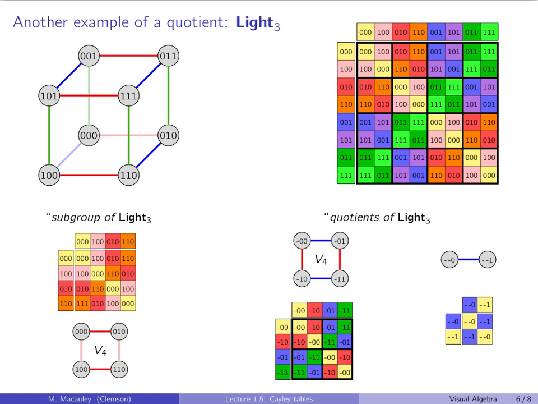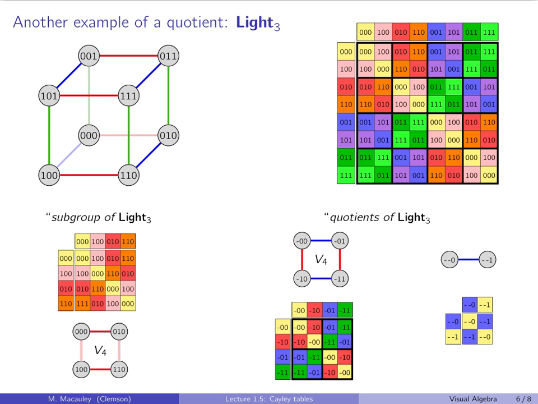Here's another example of a quotient. This is the 3 light switch group, which we can also write with these binary strings and add component-wise modulo 2, as I talked about in an earlier lecture. I think that was lecture 1.3. So here is a Cayley graph of that. If you squint your eyes, the colors are not quite as distinct. I've tried to group the similar colors together, but you should also see the structure of the table of the Klein 4 group by these 2 by 2 blocks.